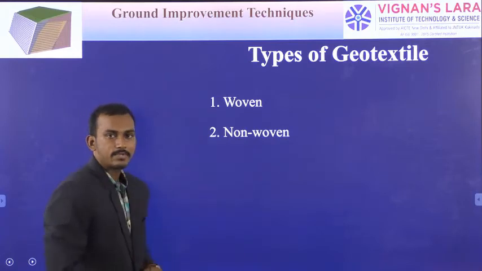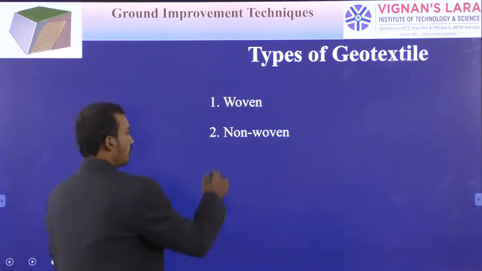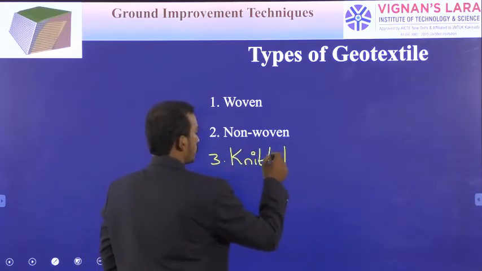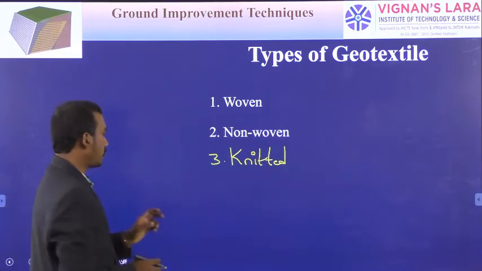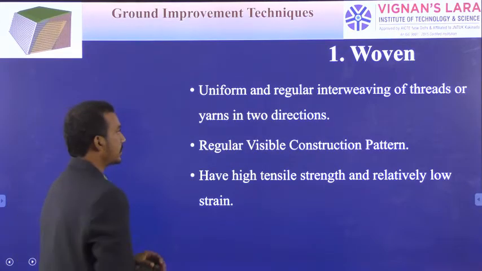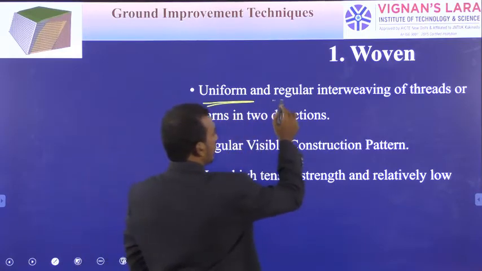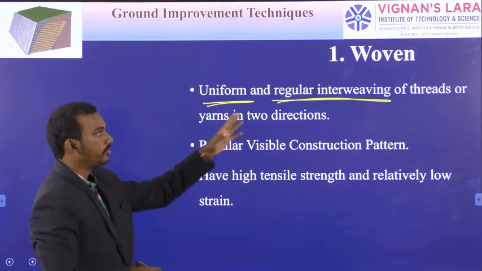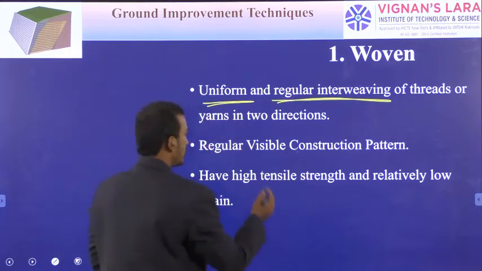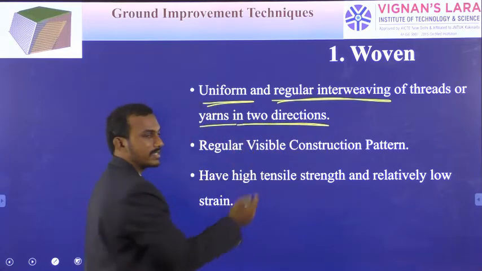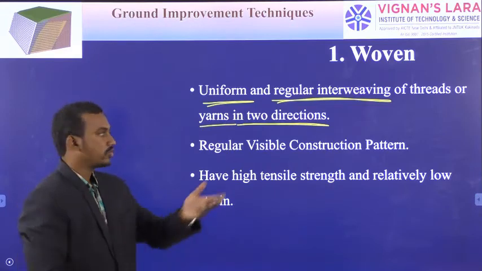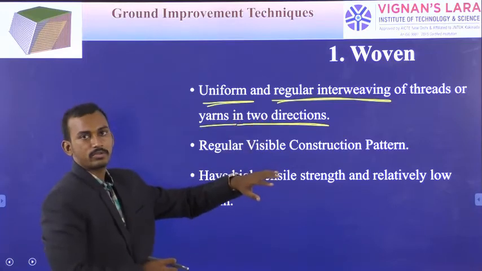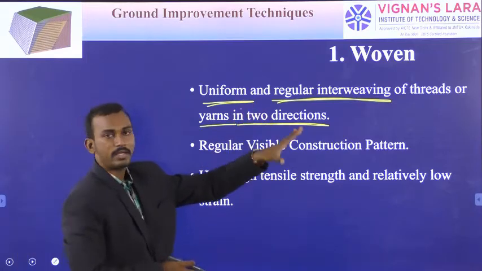The next one is types of geotextiles. Geotextiles are actually of three types: woven, non-woven, and knitted. So these three types of geotextiles are available. The first one is the woven type. Woven type means uniform and regular interweaving. Weaving means nothing but one above the other. So, uniform and regular interweaving of threads or yarns in two directions, whether it is a thread or a yarn. Those two in two directions, one over the other, is known as interweaving.